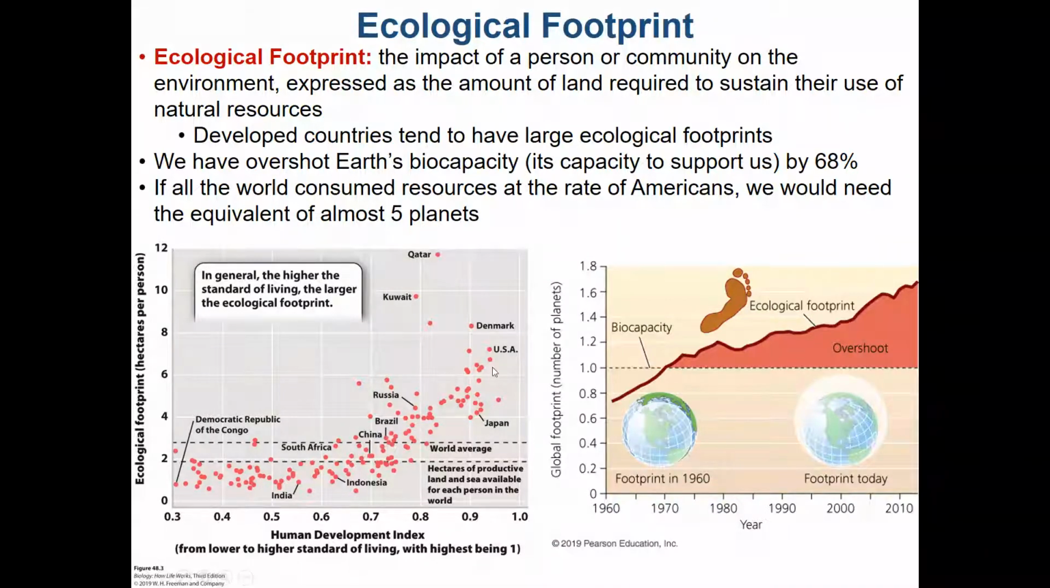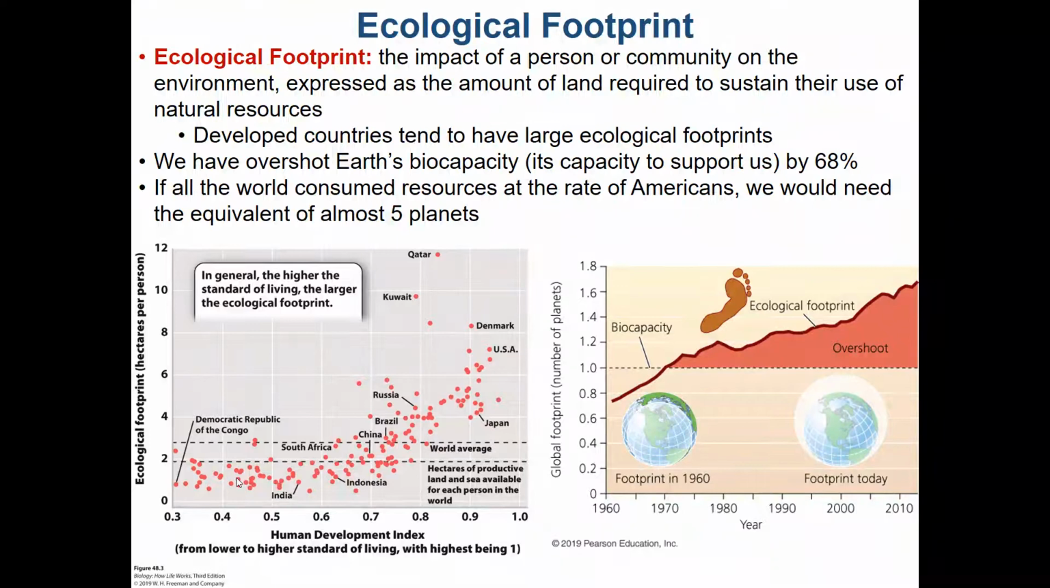For the average American, we use about 7 hectares of land to support each person. But in contrast, many parts of Asia and Africa, such as the Democratic Republic of the Congo, India, Indonesia, South Africa, have much lower ecological footprints and in many cases use less than 1 hectare to support the average citizen. And so these differences typically follow how developed your country is.